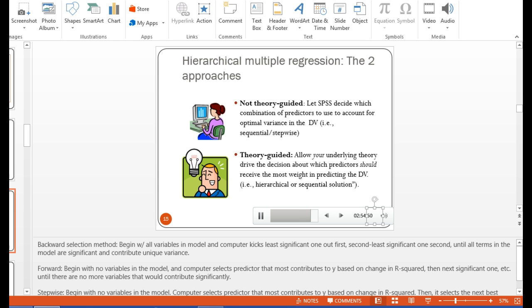You will see some articles in our respective fields that use a selection method that is not theory guided. Typically this is done when there are lots of predictors in the model or many possible predictors for the DV, and you want to know which ones are the most important. Later, we will talk about the reasons why the theory-guided method is always better.